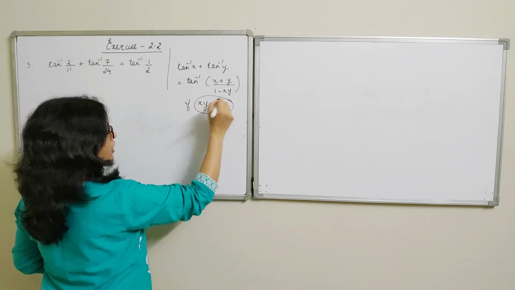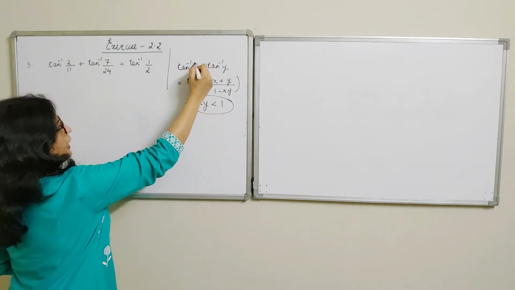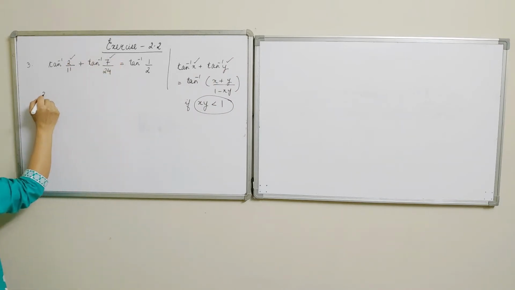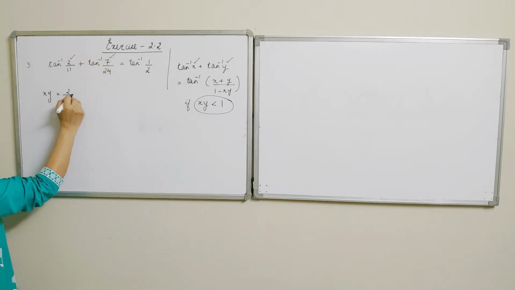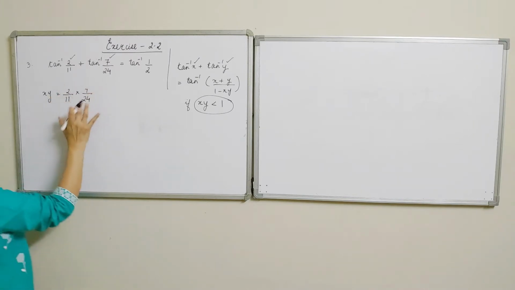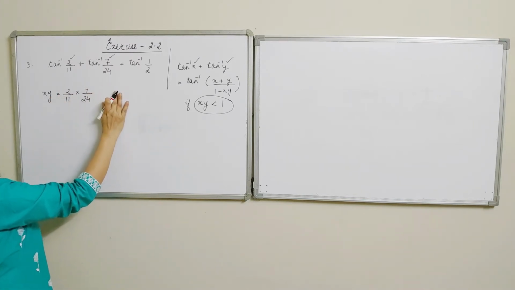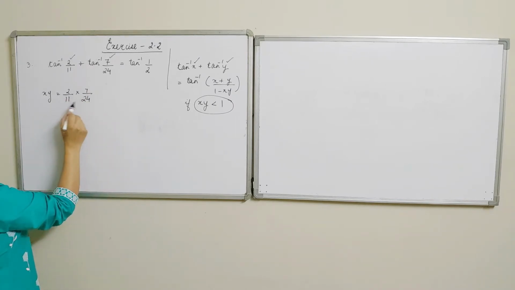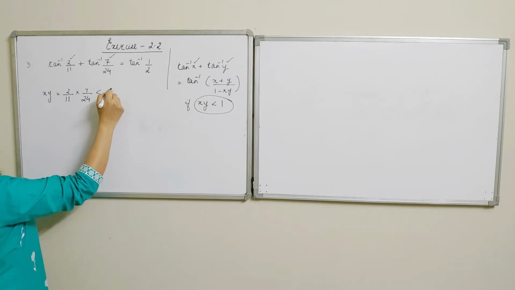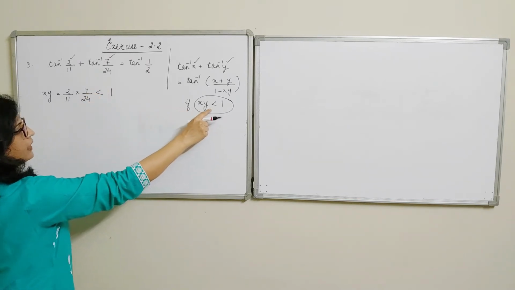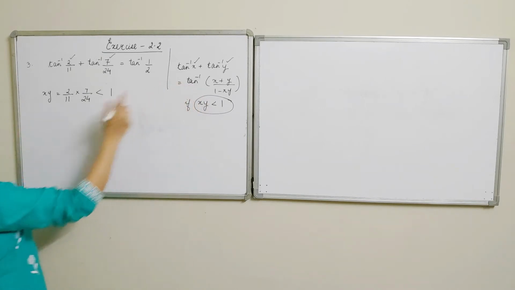So let us first check this condition, x and y. So here x is this, y is this. So the product of x and y is 2 by 11 into 7 by 24. Here you don't need to multiply and write down the product. You can simply compare that in both the cases numerators are less than denominators. So the product will be less than 1. Since this condition is satisfied, that means we can use this formula.